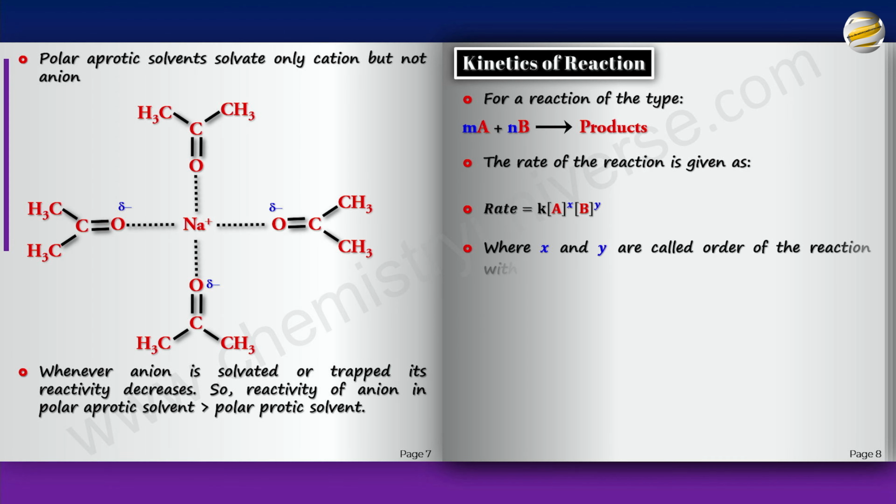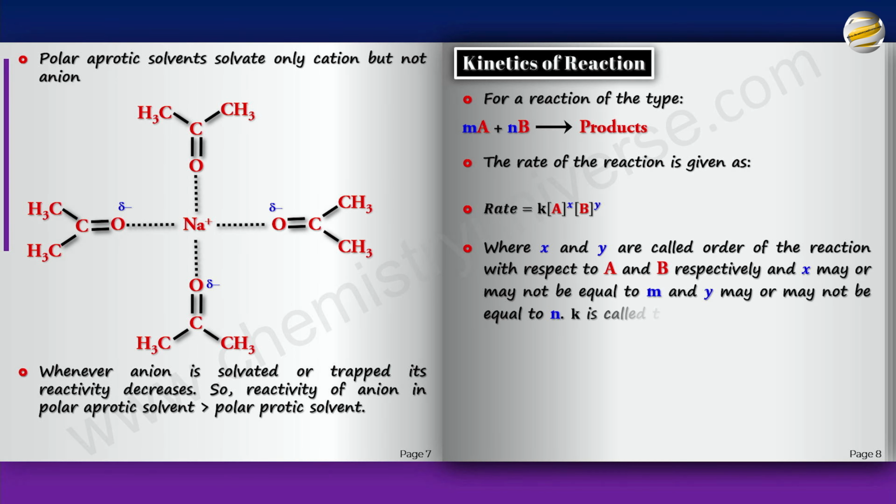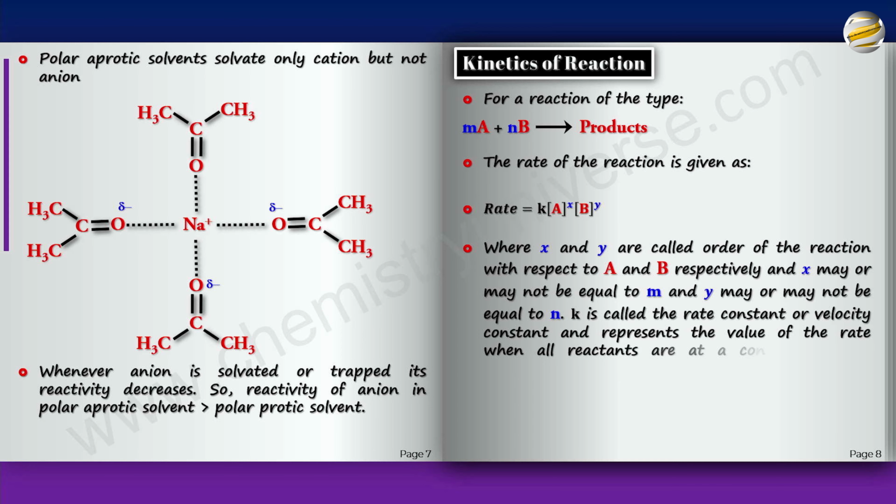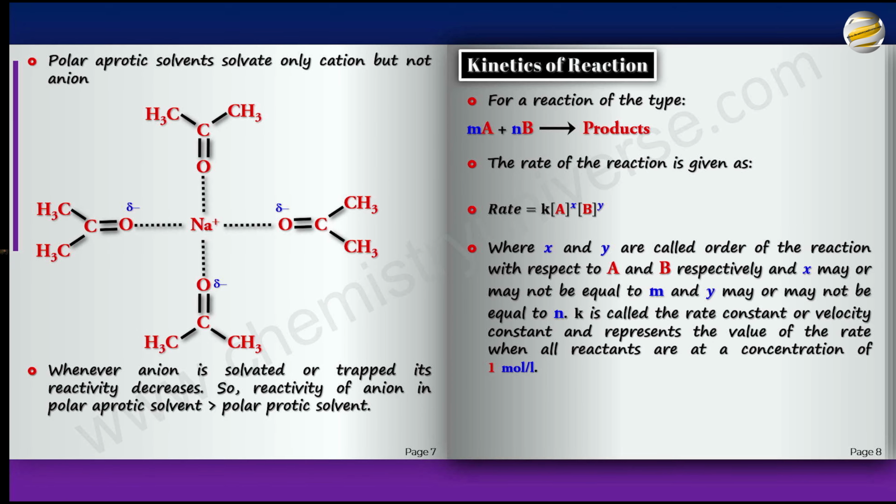Here x and y are called the order of the reaction with respect to A and B respectively, and x may or may not be equal to m and y may or may not be equal to n. k is called the rate constant or the velocity constant and represents the value of the rate when all reactants are at a concentration of 1 mole per liter. Now try to get this. Rate is k[A]^x[B]^y. So what is k? k is equal to the rate when A is 1 and B is 1 molar.